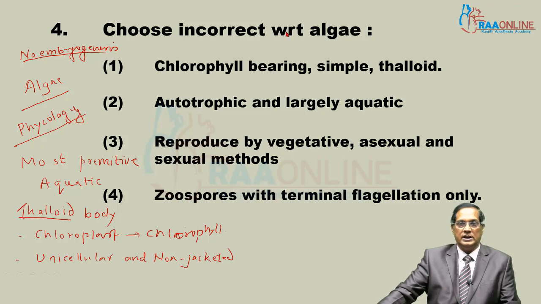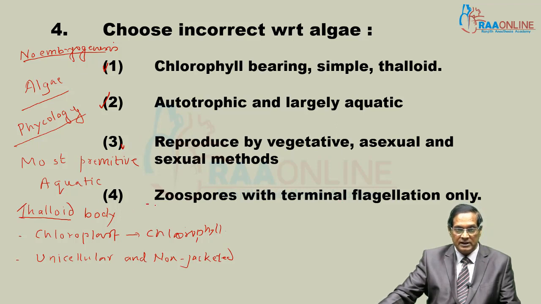Now the question: incorrect with respect to algae. Chlorophyll bearing, right. Simple and thalloid, right. Autotrophic and largely aquatic, right. Reproduction by vegetative, asexual and sexual methods, right. Then zoospore with terminal flagellation only.